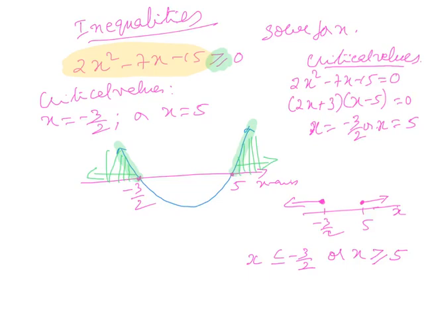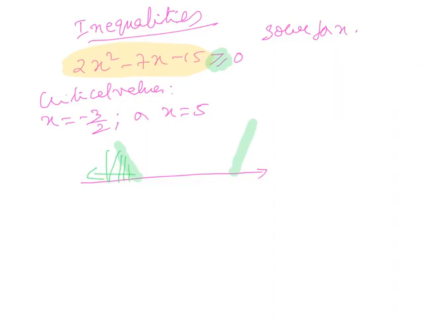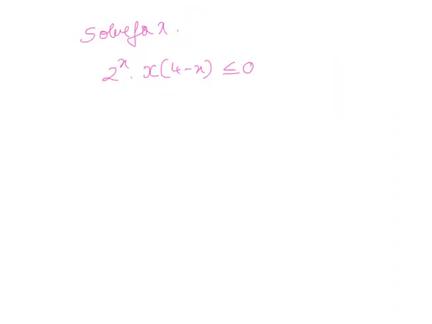And the best way to solve an inequality is to see it as a graph. I will solve one more inequality here that will give you a better idea on how we solve an inequality, not necessarily quadratic. Let's look at this next question here. Solve for x: 2 to the power of x times 4 minus x is less than or equal to 0. So again, there is an exponent here.